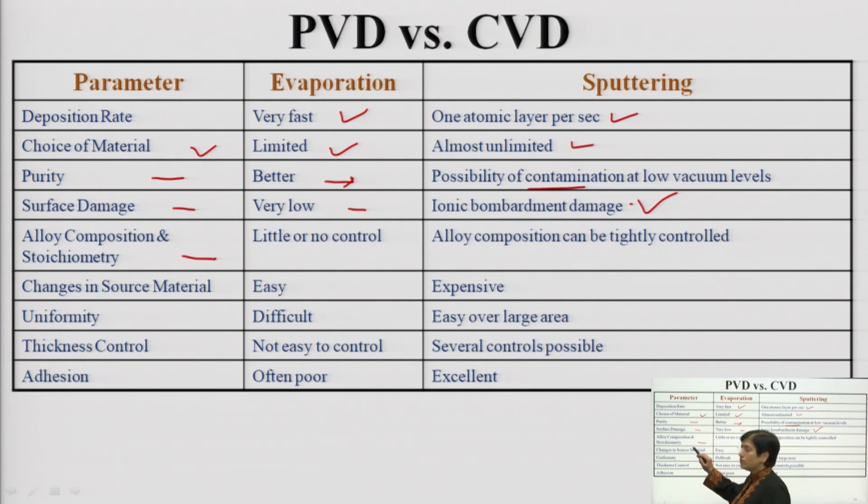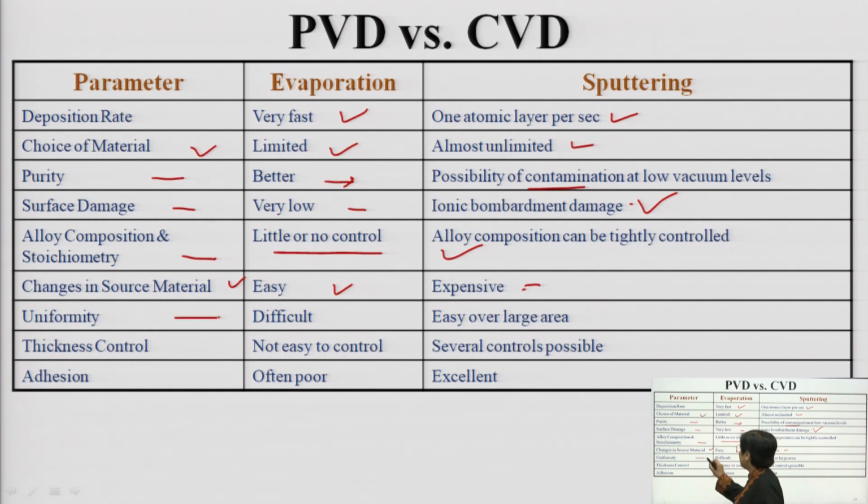Alloy composition or stoichiometry, that is the crystal alignment, there will be no control as far as evaporation is concerned, whereas when you are sputtering, writing with the atomic beam, one atom will be deposited. So, you will have very good alignment. Changes in the source material are easy in case of evaporation, but in case of sputtering it will be very expensive, because the atomic composition will be changing. So, all the parameters associated with the system will change.